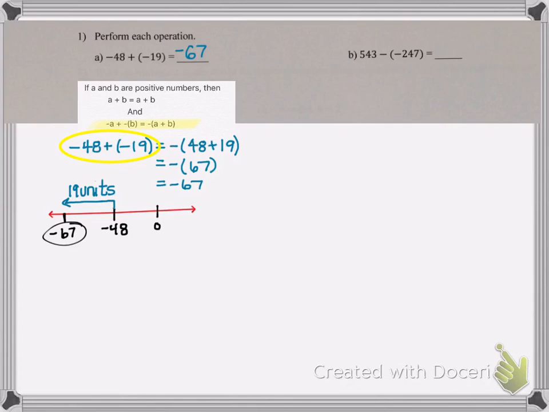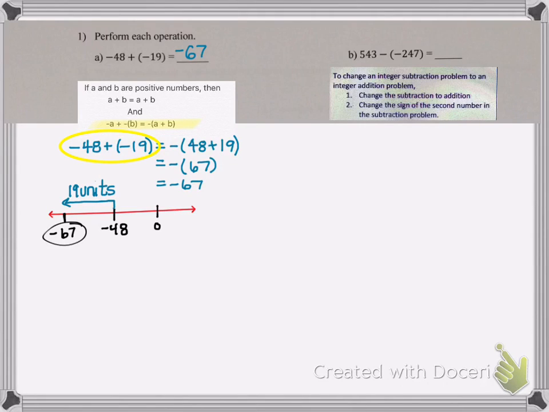Let's look at part B. 543 minus negative 247. Now we have a subtraction problem. So we're going to use our rule for subtraction problems. It says to change an integer subtraction problem to an integer addition problem, you first change the subtraction to addition, then you change the sign of the second number in the problem.